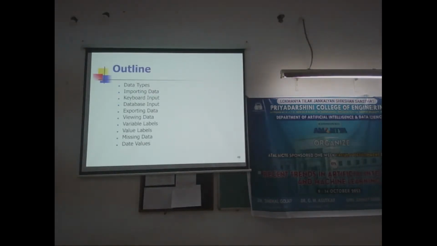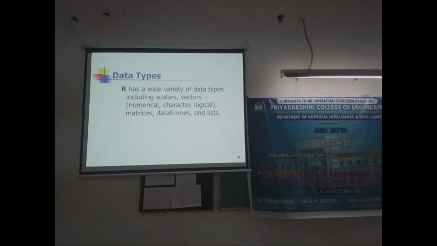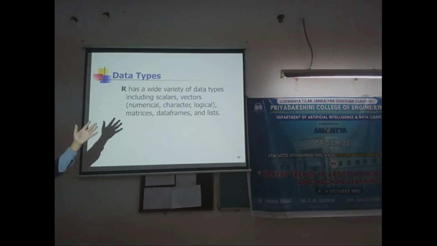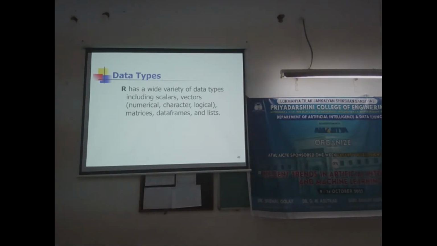Let's consider the different data types. Input, right? Fine. So R has a variety of data types, which are called scalars, vectors, numerical, right? Matrices, data frames, lists. Okay, what is the difference? Before I go ahead, can someone tell me the difference between matrices and matrix, basically, and data frames? How is a data frame different from a matrix?